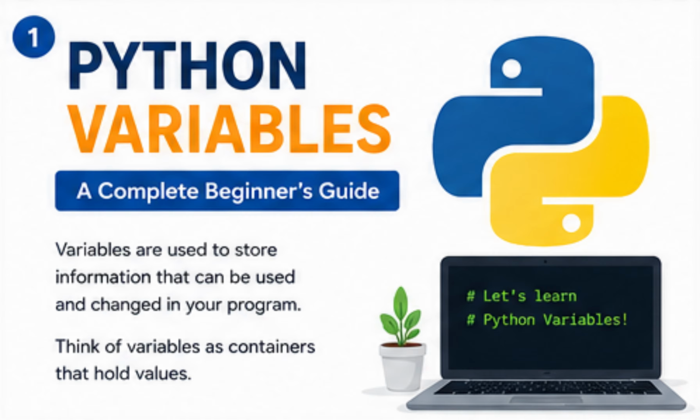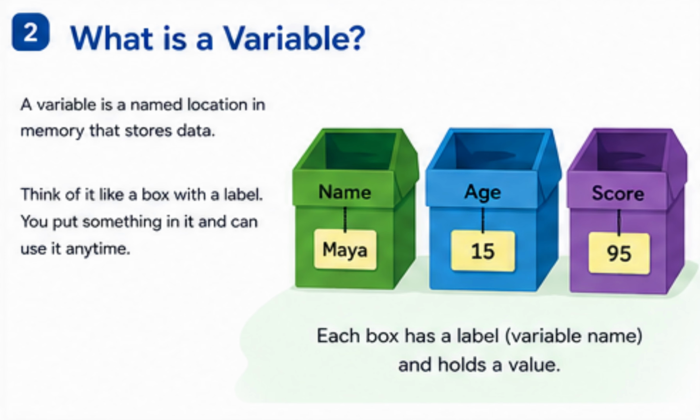Variables are one of the most important concepts in programming because they allow a program to store and remember information. Think of a variable like a labeled container. You can put data into it, retrieve that data later, and even change it when needed. Throughout this lesson, we'll learn what variables are, how to create them, and how to use them in real Python programs. A variable is a named location in memory that stores data.